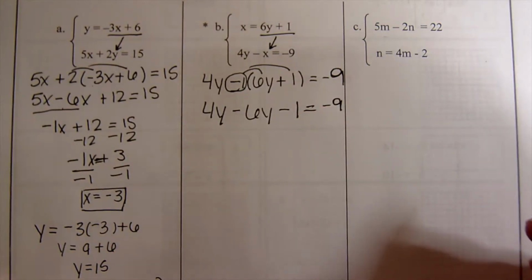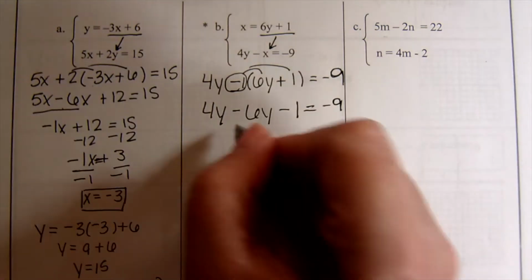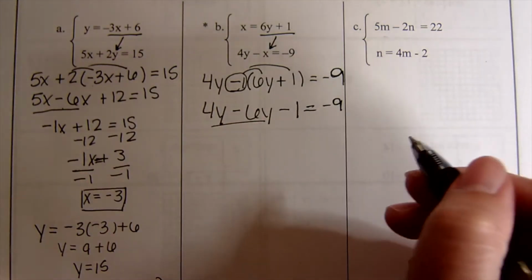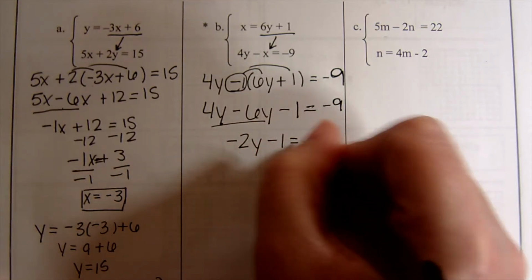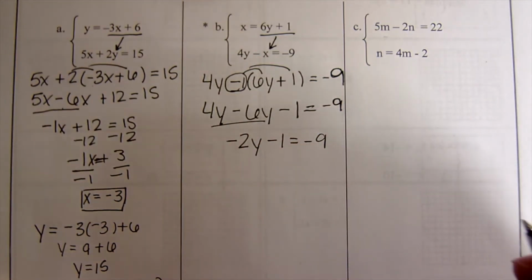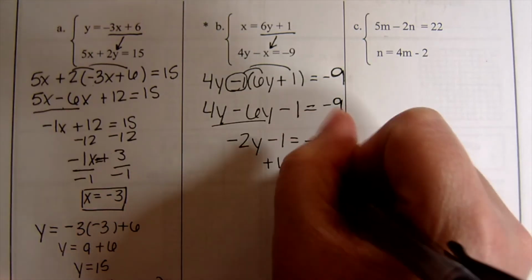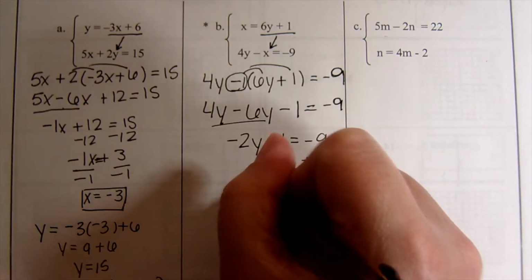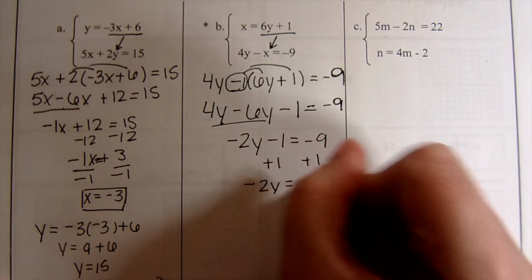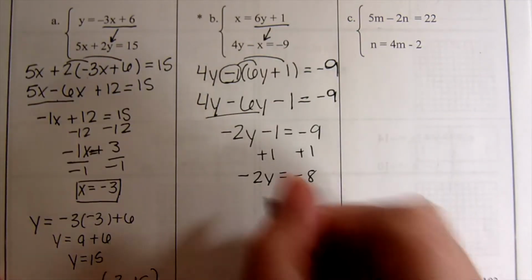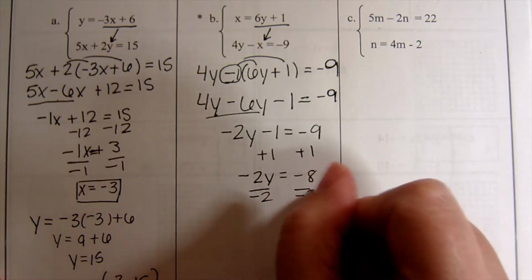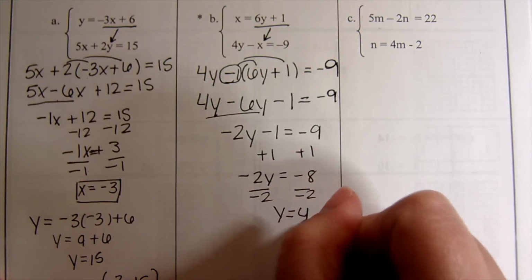And then what? Combine like terms. So 4y minus 6y, negative 2y minus 1 equals negative 9. And then add 1 to both sides. So negative 2y equals negative 8. Divide by negative 2. So y equals positive 4.